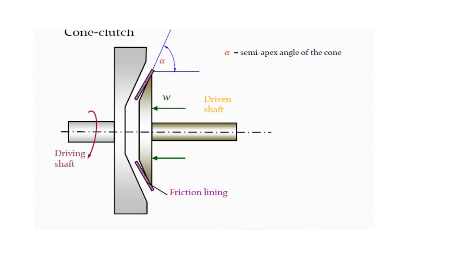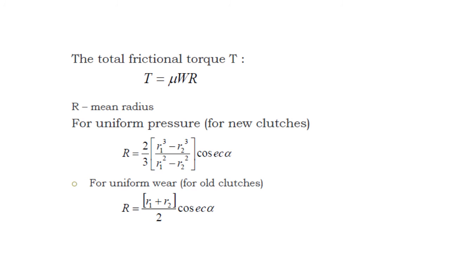Cone clutches. In the schematic diagram of the cone clutch we have shown, first, the driving shaft, this is the frictional lining, and that is the applied force on the male cone. The lining makes an angle between the horizontal and the line of the lining surface. The friction lining angle is equal to alpha. Alpha is equal to the semi apex angle of the cone.